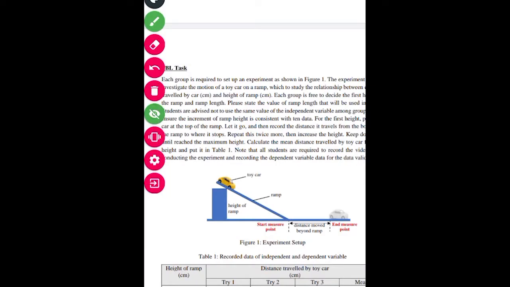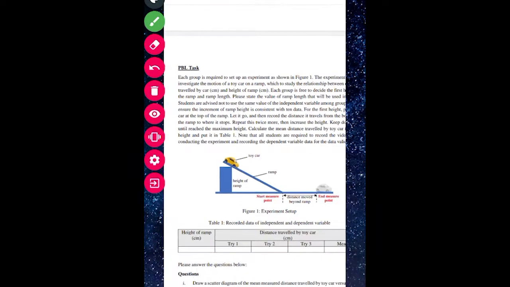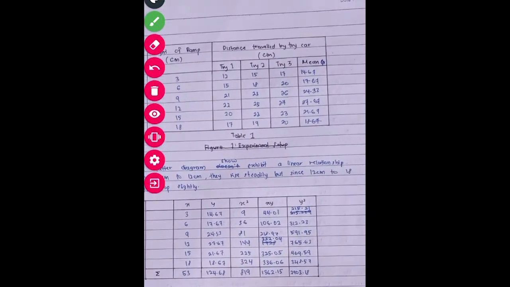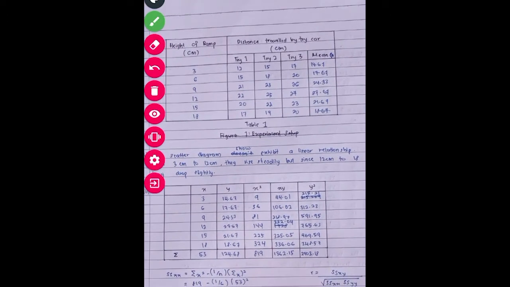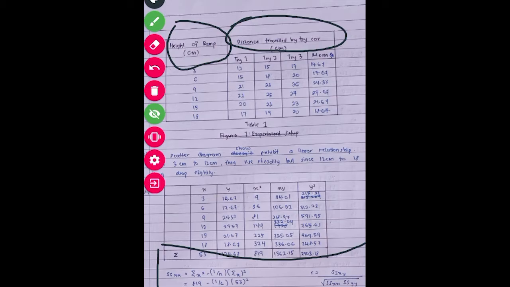Okay, now we are going to show the solution of this table, and the data table is shown like this. Okay, here is the data table. This is the height of ramp versus distance traveled by the toy car table. This is try 1, try 2 and try 3 as shown in the video.